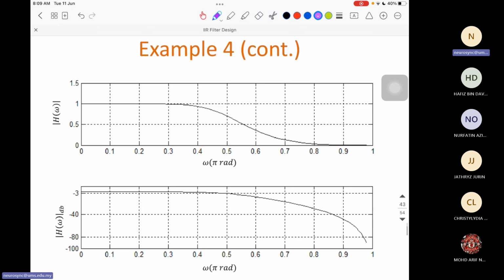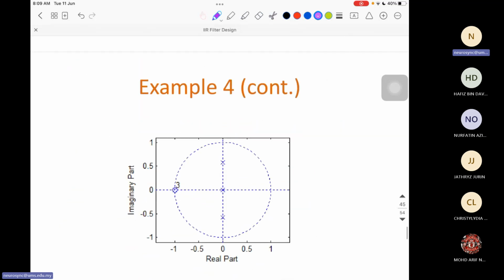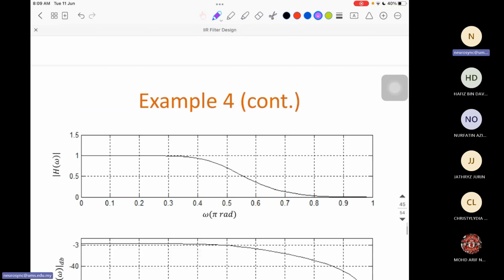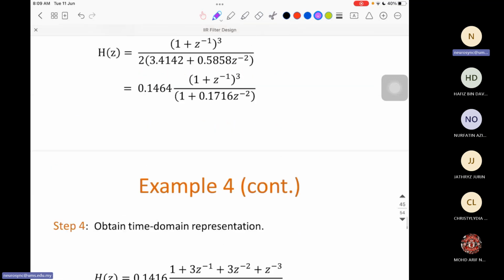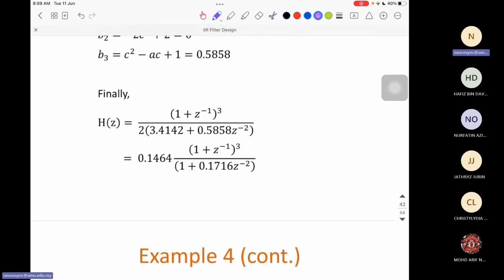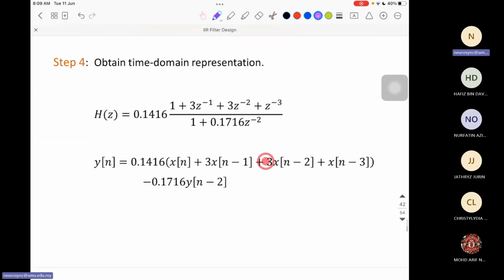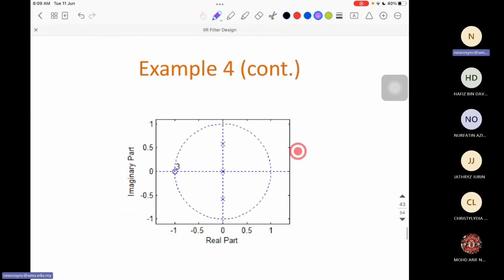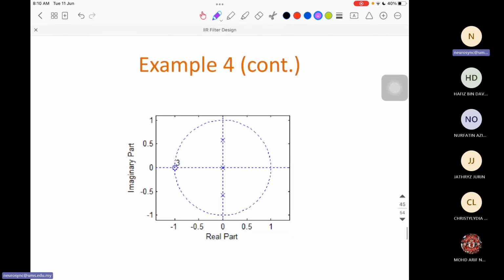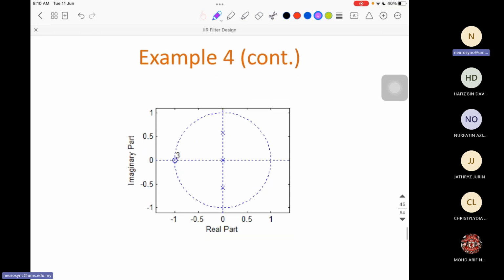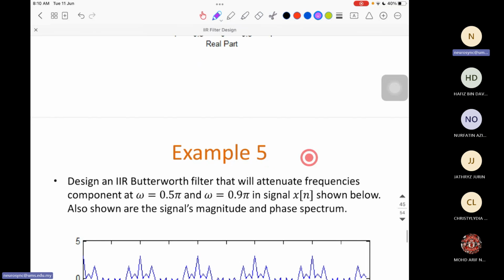Now I can plot the magnitude spectrum and the pole zero plot. Here understand, one pole is at s equal to 0, and there are two complex conjugate poles, and there are three zeros at minus 1. Okay, pole zero plot.